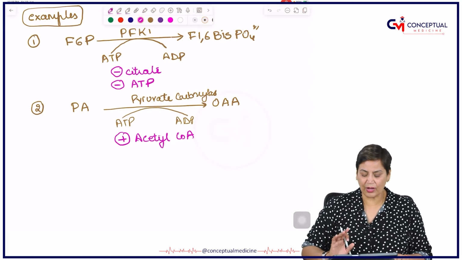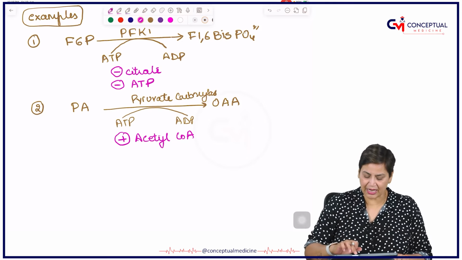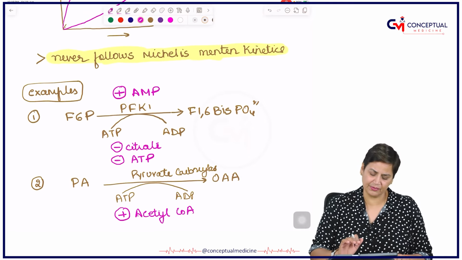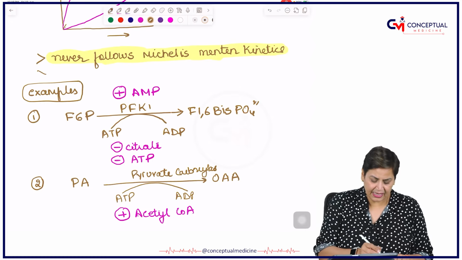So these two are examples of allosteric modulation, and the most important points to remember are that it never follows Michaelis-Menten kinetics, and second, it always gives a sigmoidal kind of curve.